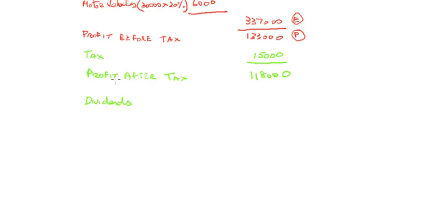Now, I forgot to say about the tax, whether this tax has been paid or unpaid. In this case, it hasn't been paid. So whether it's paid or unpaid, we still put the tax in if it relates to this year. And it's the same for the dividends.